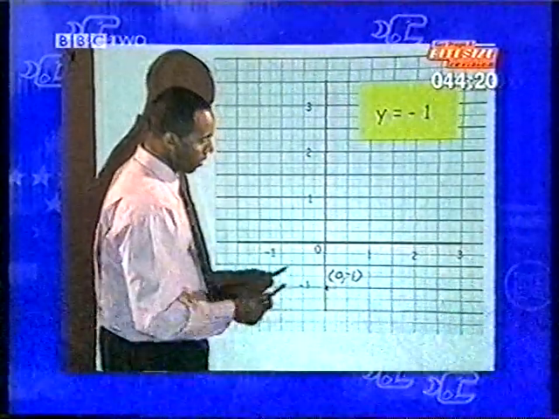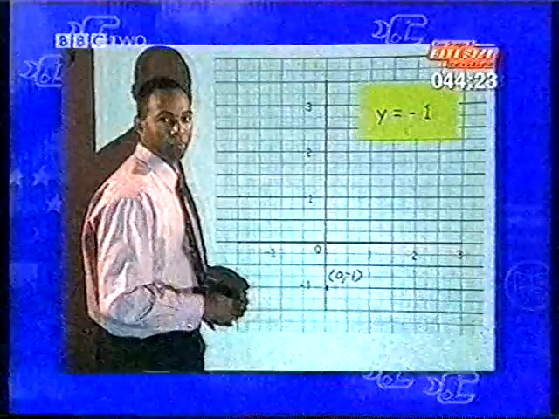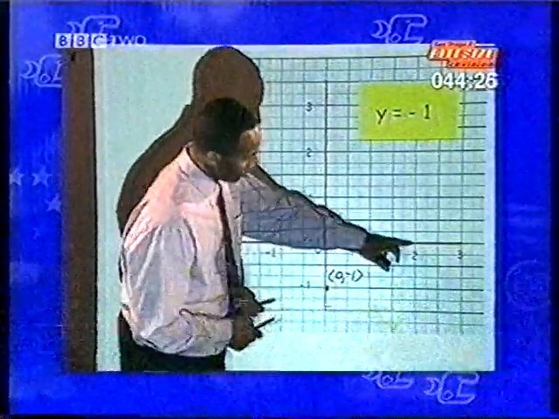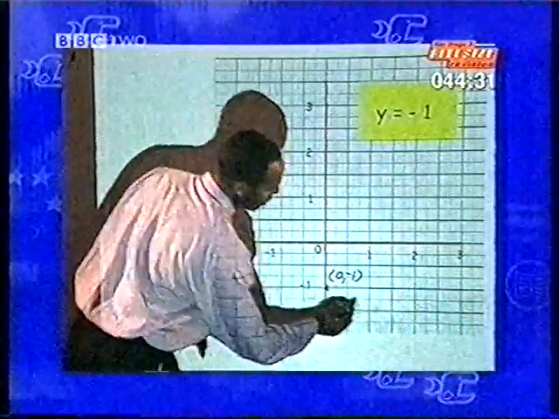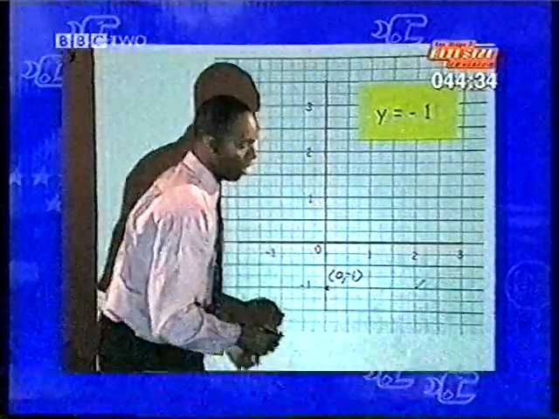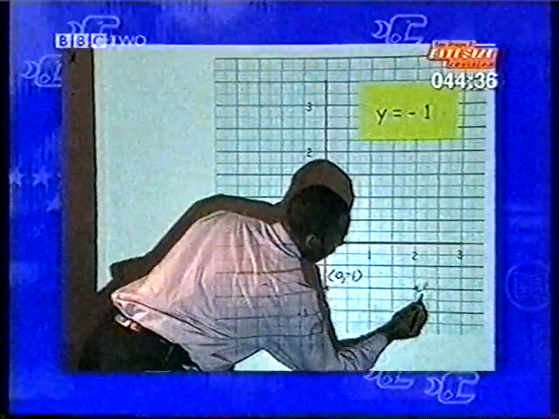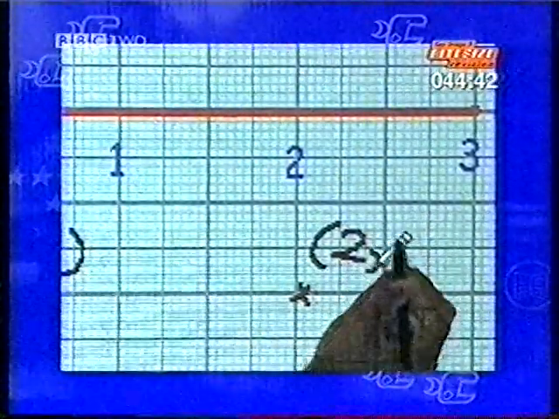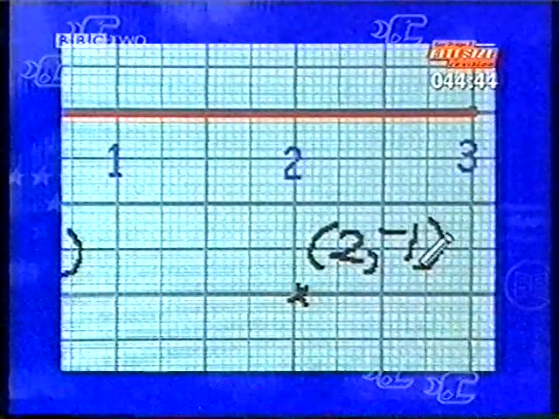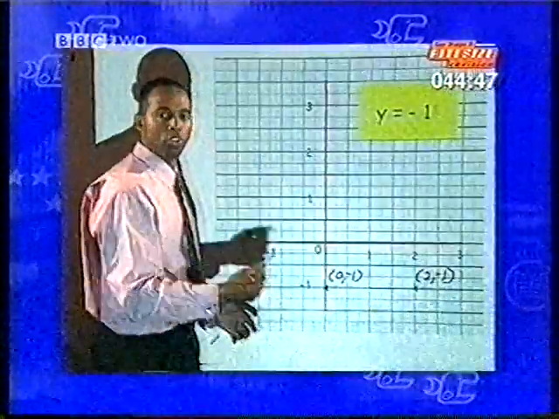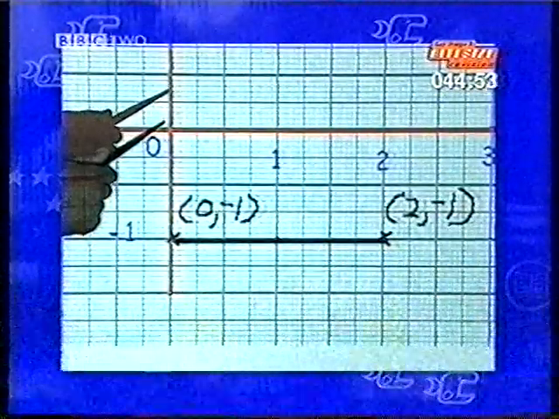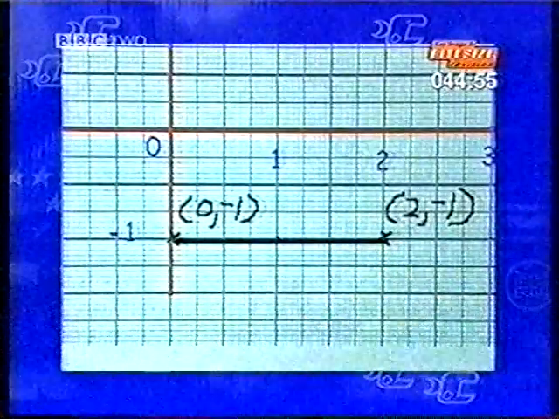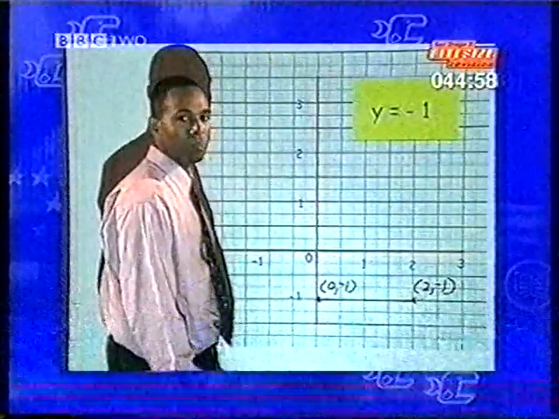Okay, let's look at another point. Let's consider x equals 2. Right, x equals 2 is here, y still equals minus 1. That brings us to this point. Let's mark it and label it. Open brackets, x coordinate first, 2, comma, minus 1, and close brackets. We can join these points with a line. In fact, whatever value of x we use, y is always minus 1.